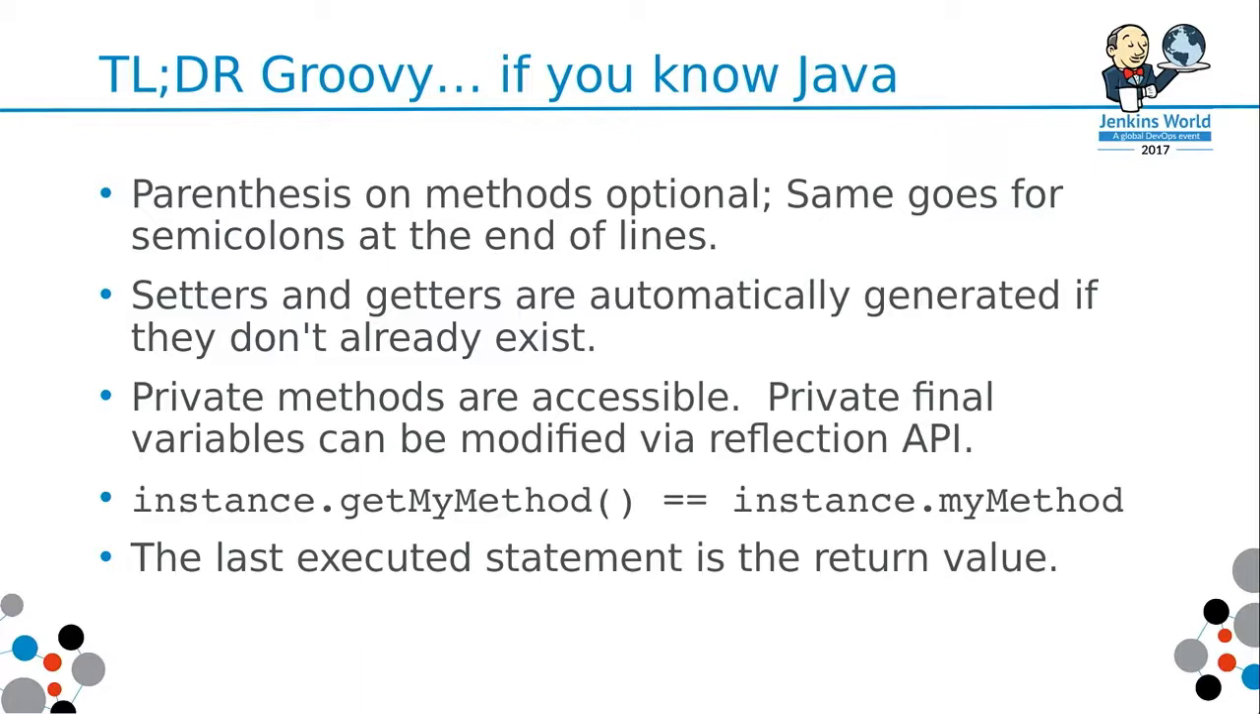Setters and getters are automatically generated for private methods and properties. If they don't already exist, they will be generated. Also, private final variables can be modified via Java's reflection API. So there really is no part of the class or instance that you can't modify, even if you're using best practices for Java development. Groovy is just really powerful, and Java is equally as powerful. Also, I'd like to point out that the last executed statement is the return value from that method or script that's being run.